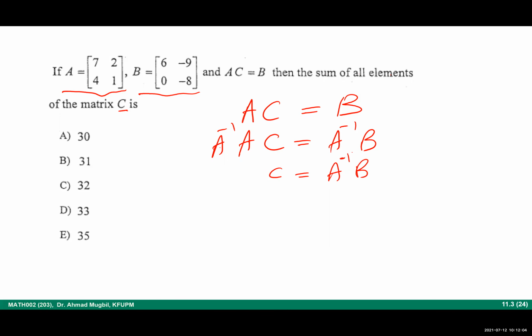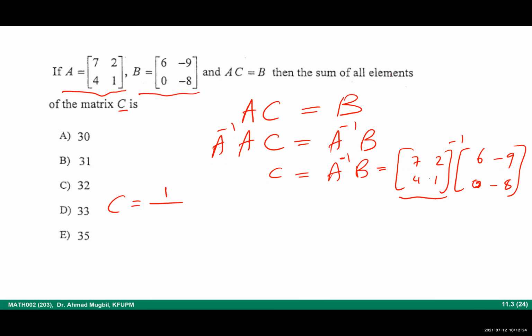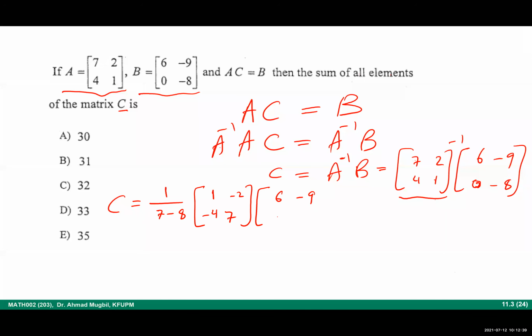So what? We need A inverse. Let's do it together, ya shabab. So what is A inverse? We need now this to be what? 7, 2, 4, 1 inverse multiplied by 6, negative 9, 0, and negative 8. Now, what is the inverse of this matrix, ya shabab? It will be 1 over 1 times 7 is 7, minus 2 times 4 is 8. Open brackets. Now here, 1 and 7, we will interchange them. This will be negative 2, and this will be negative 4. Is that right? This is the inverse. Is that correct?